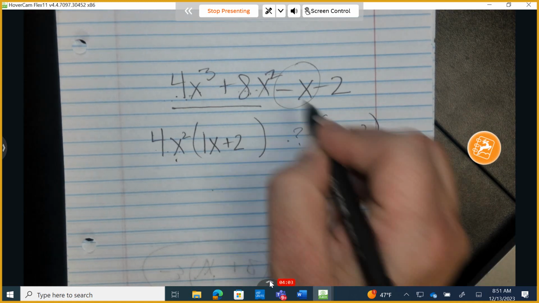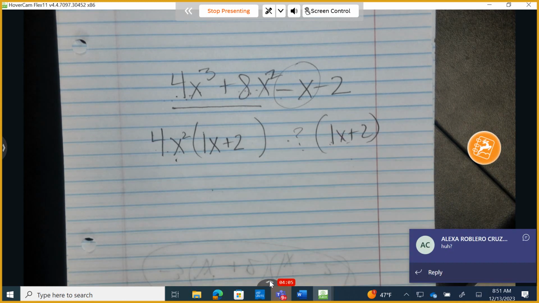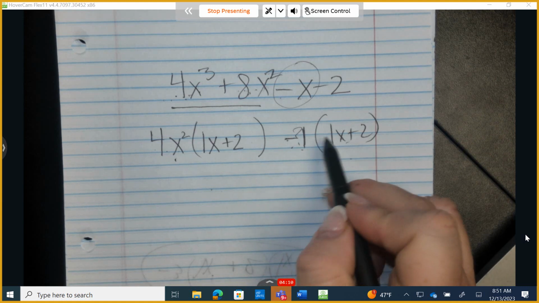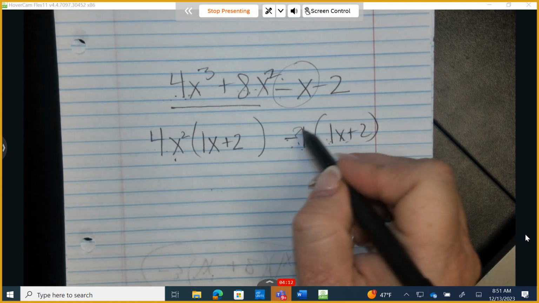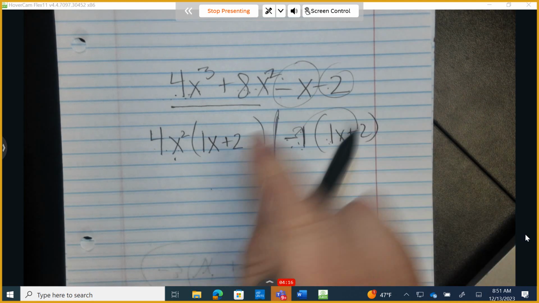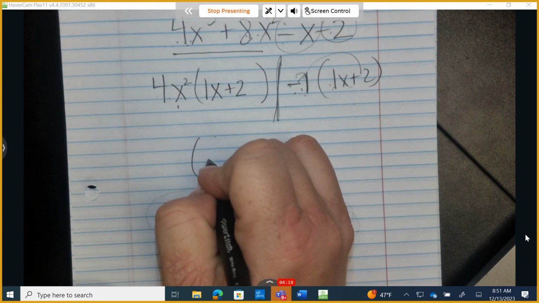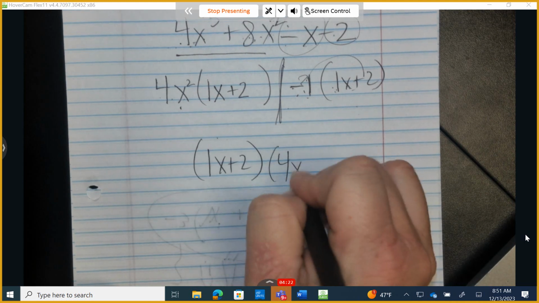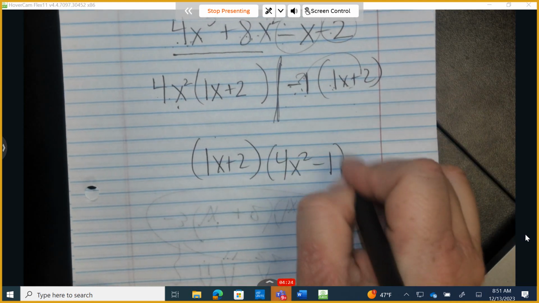What value times 1x squared would give you a negative x? The answer is negative 1. Negative 1 times 1x is negative 1x. And negative 1 times 2 is a negative 2. So this is all good. In the front and the back, we both have a 1x plus 2. In front of the first part is a 4x squared. In front of the back is a negative 1.